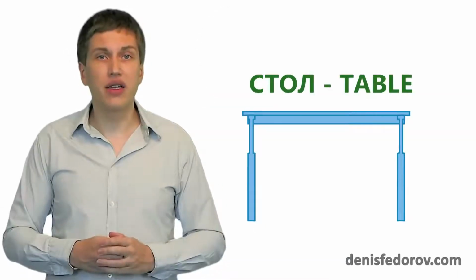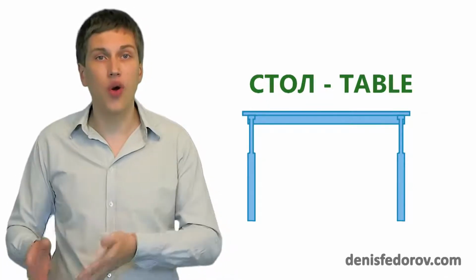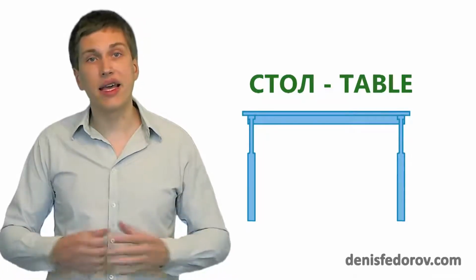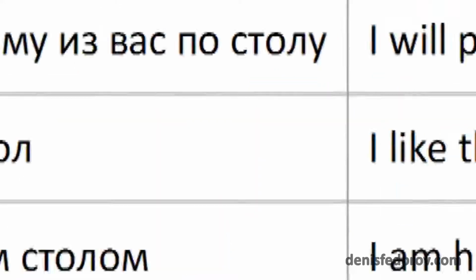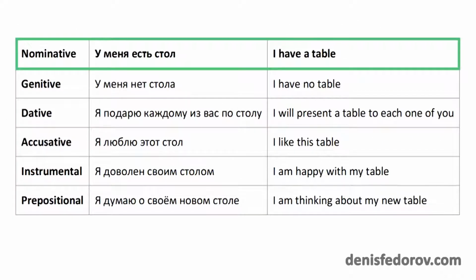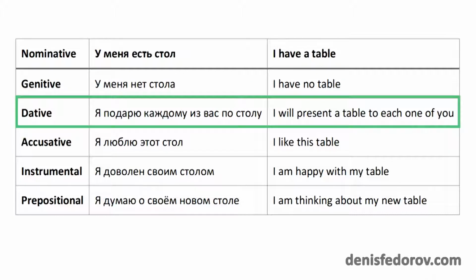One more example, a deeper one. To make you understand the cases better, let's take a word table. Table can find itself in different situations and can play different roles in the sentence. Let's take a word table and look what happens with it in different cases. Nominative case. У меня есть стол. I have a table. Genitive case. У меня нет стола. I have no table. Dative case. Я подарю каждому из вас по столу. I will present the table to each one of you.